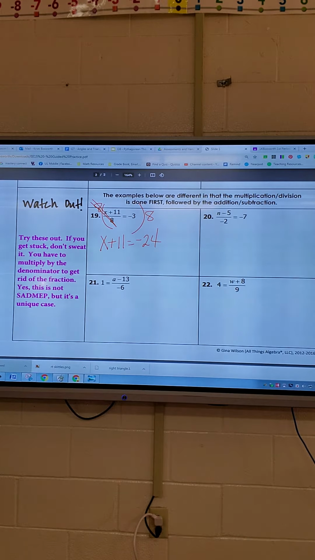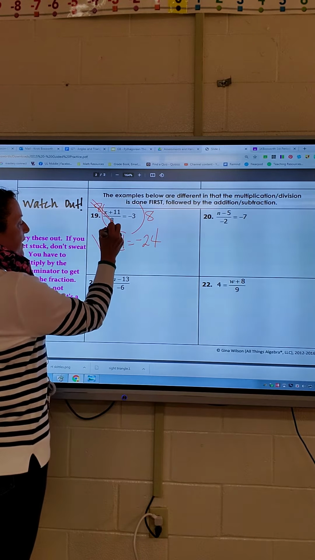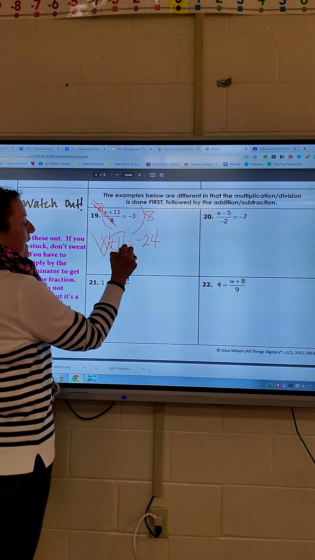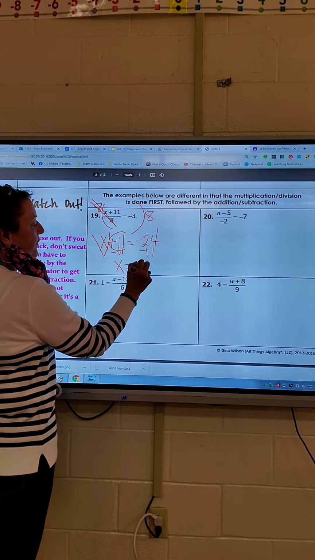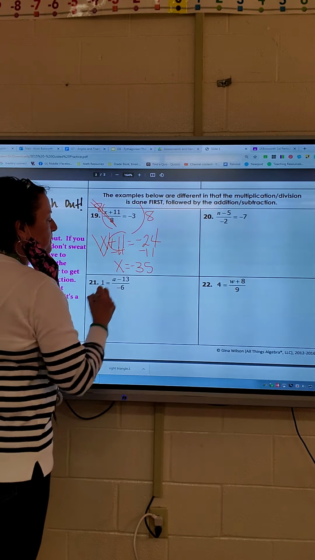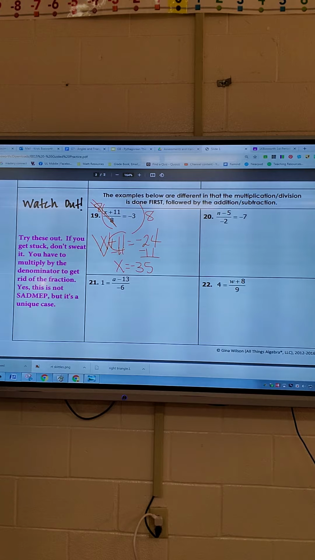So basically, you're kind of doing things a little bit in reverse order. But you got to get rid of that denominator first, okay? This is the only type of problem right now where you do the multiplication or the division first, okay? Now I have my constant term 11 and my variable term x. I subtract 11 from both sides, and x equals negative 35. Okay?